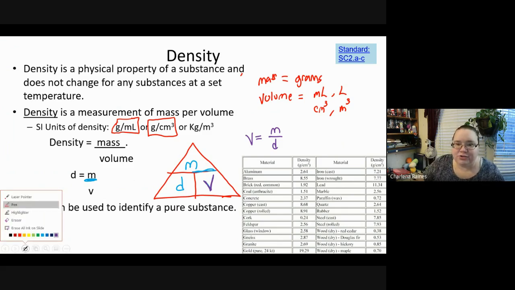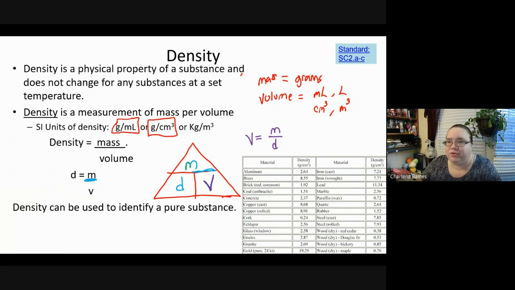This triangle also shows me that if I am trying to find mass, again, I'm not having to do any algebra. In order to find mass, things are side by side, so that means we have to multiply: mass equals density times volume. So if I take my density times my volume, I'm always going to get my mass. And of course, we have our original equation. If we're trying to find density, we can see that density is mass over volume.